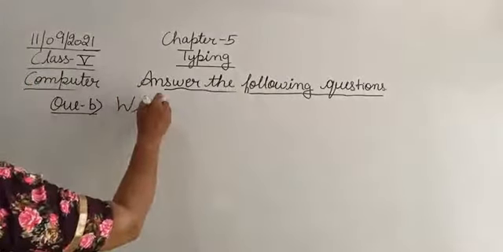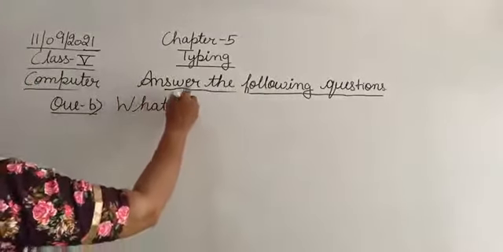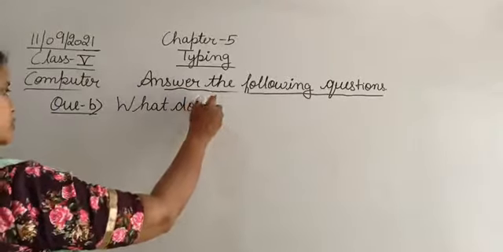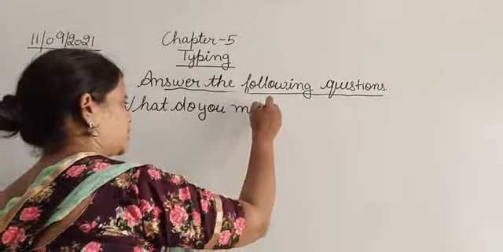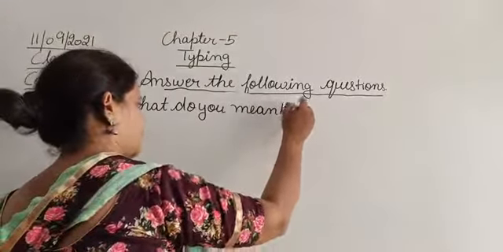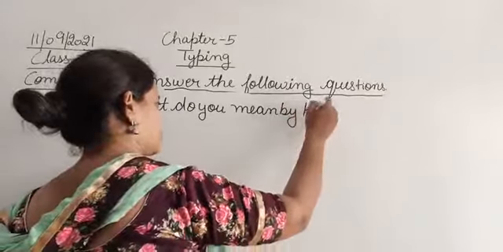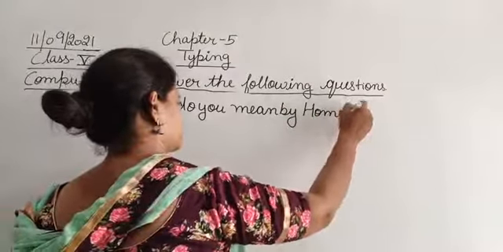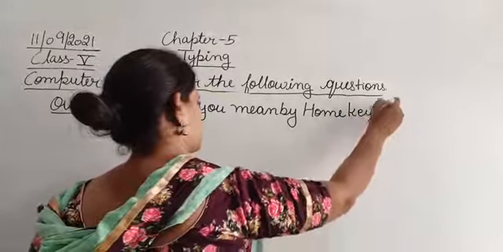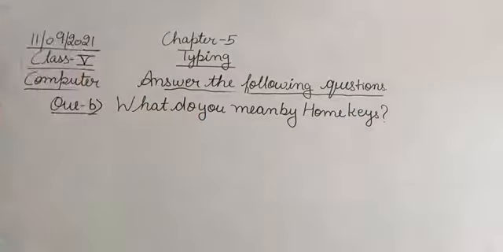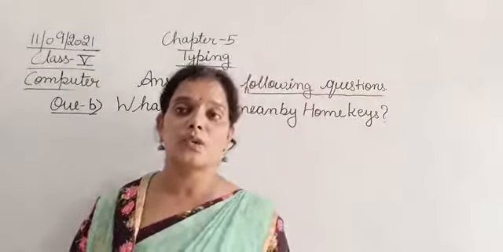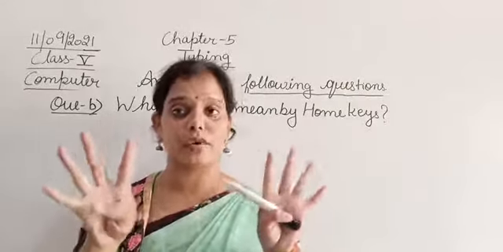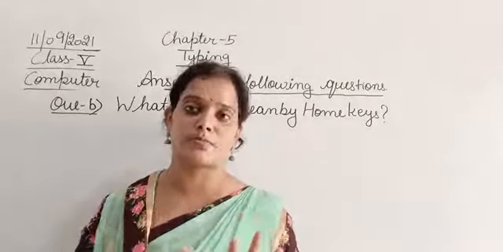What do you mean by home keys? So what is the meaning of home keys, or what do you mean by home keys? There are certain keys on the keyboard, that is the middle row of the keyboard, on which we place all our 10 fingers. All our 8 fingers and 2 thumbs are placed there, with the thumbs on the spacebar key.